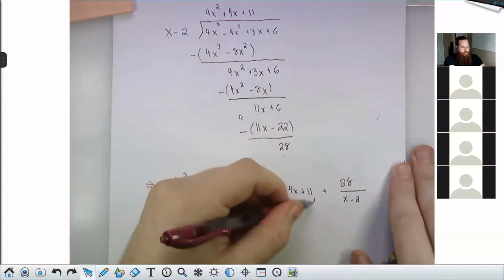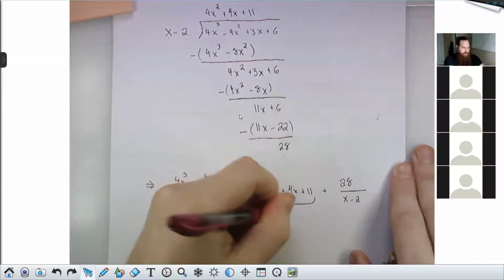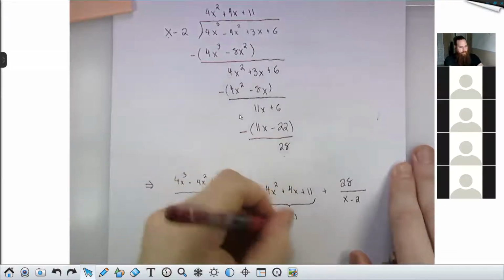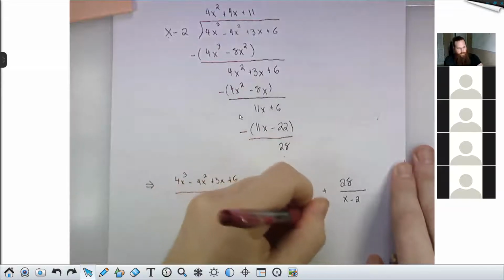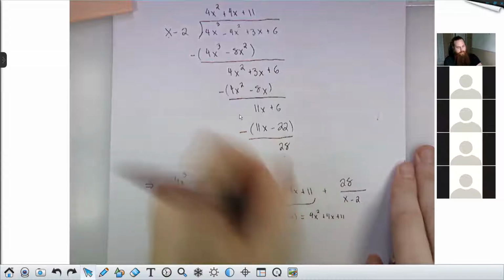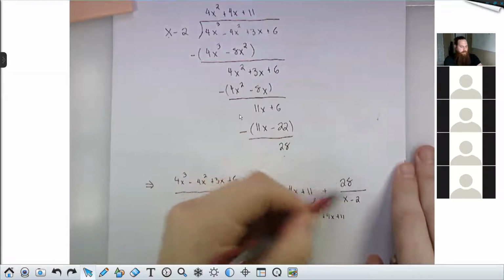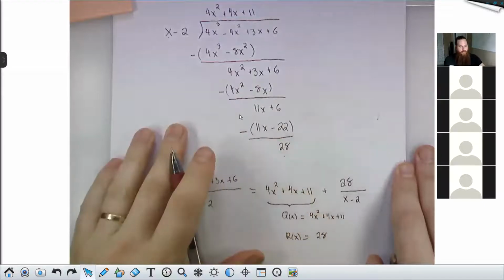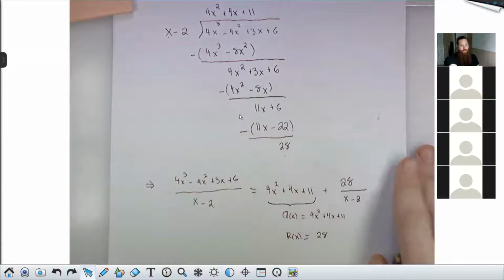So this is the quotient polynomial, q of x. The quotient q of x is 4x squared plus 4x plus 11. The remainder here is a constant function. It's just the constant polynomial 28. And the divisor, of course, is x minus 2.